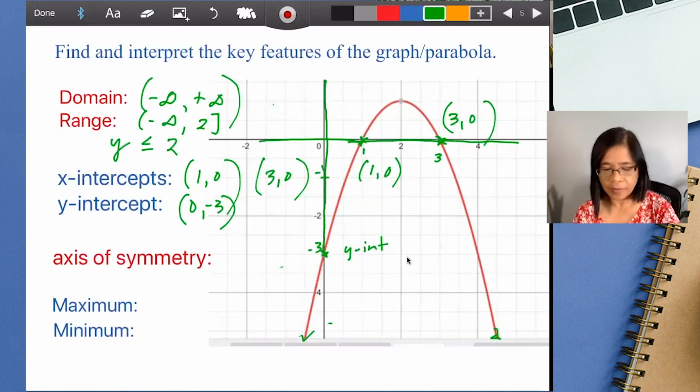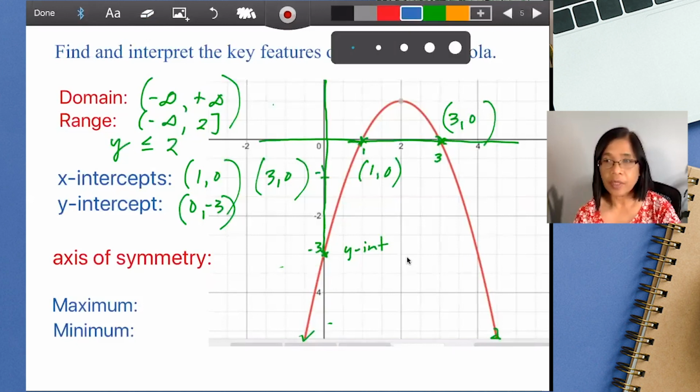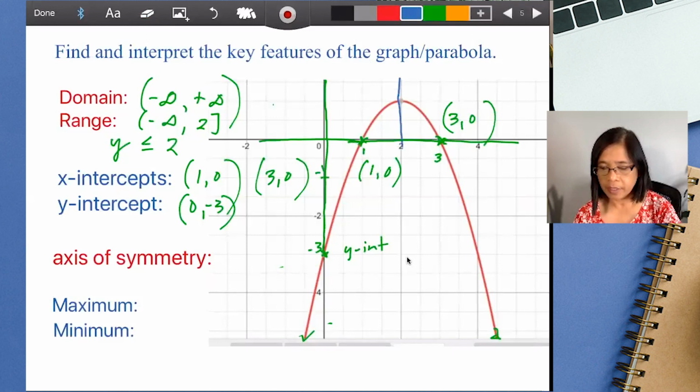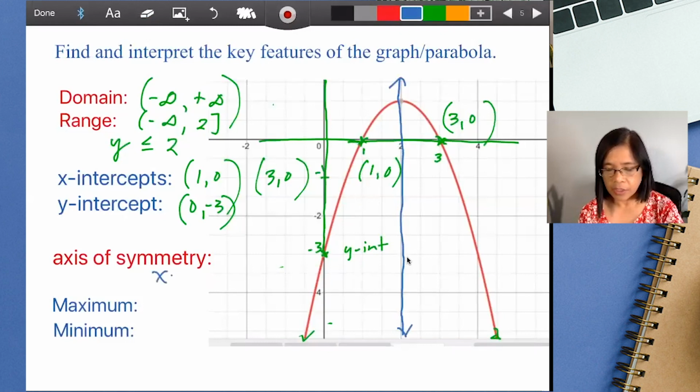Then let's find the axis of symmetry. To find the axis of symmetry, we find the line that divides the graph into two equal parts. Each part is a mirror image of the other. This is the line which we call the axis of symmetry, which passes through the point x equals 2. So the equation of the axis of symmetry is x equals 2. Ready for the next one?